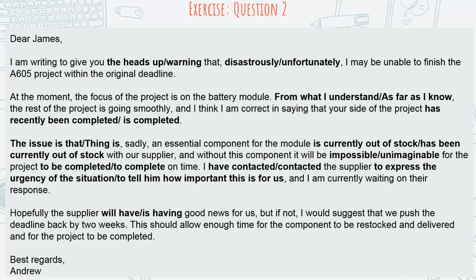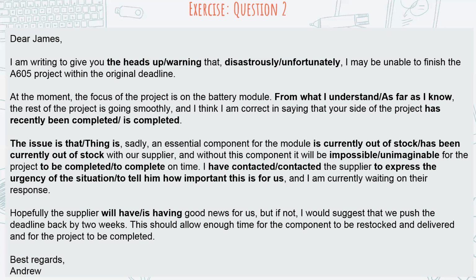With our supplier and without this component, it will be impossible or unimaginable for the project to be completed or to complete on time. Would you use impossible or unimaginable? Of course, impossible. It has nothing to do with imagination, okay? Unimaginable is inappropriate here. Impossible for the project to be completed or to complete on time. Which one would you use? Of course, we would use the passive, to be completed, okay?